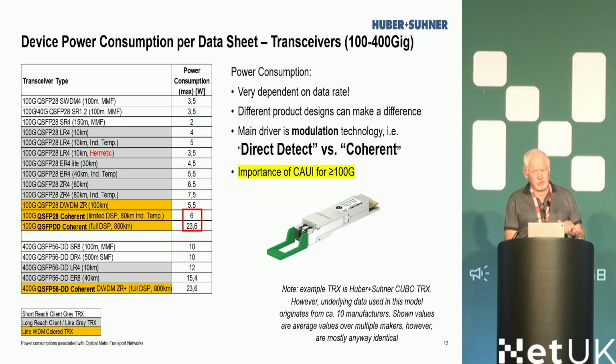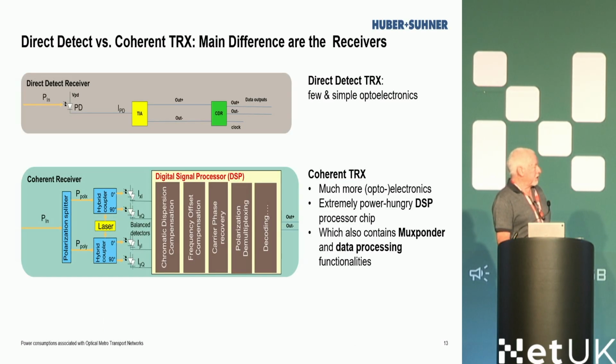And the difference is down to direct detect versus coherent, and here is a very simplistic diagram on that. At the top there, you've got the direct detect. It's a very simple architecture, whereas the main difference with coherent is that it has a DSP, and a DSP uses power. You have to power that DSP with something. It also contains a number of other functions as well, but direct detect is really simple. A coherent transceiver has a DSP and other functions, therefore the power usage is greatly increased.